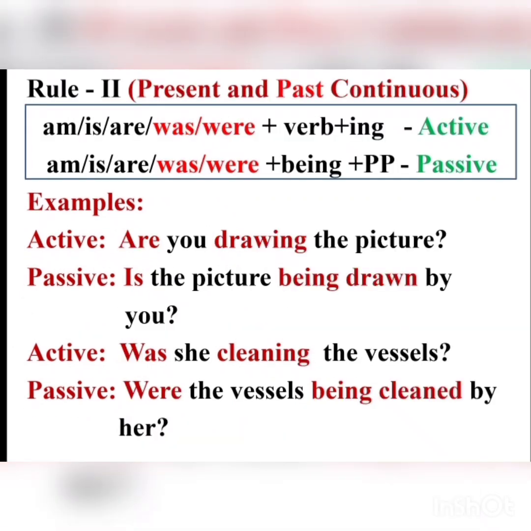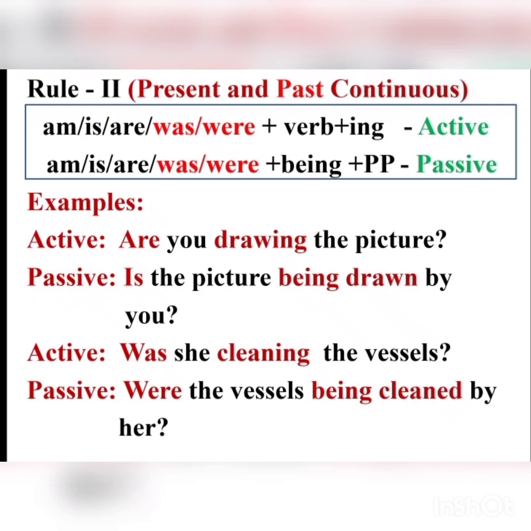Now we are going to study about continuous tenses in question form, present and past continuous tense. Verb form for continuous tenses is am, is, are, was, were plus verb plus ing in active. In passive, the same auxiliary be form verbs am, is, are, was, were plus being plus past participle. Now we'll move on to the examples. Are you drawing the picture?